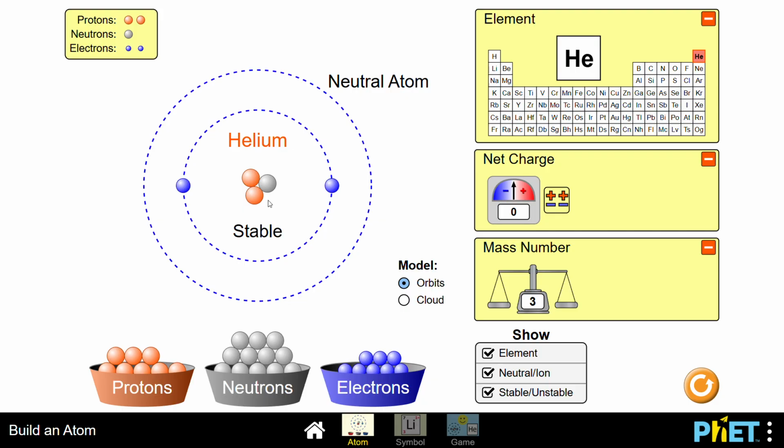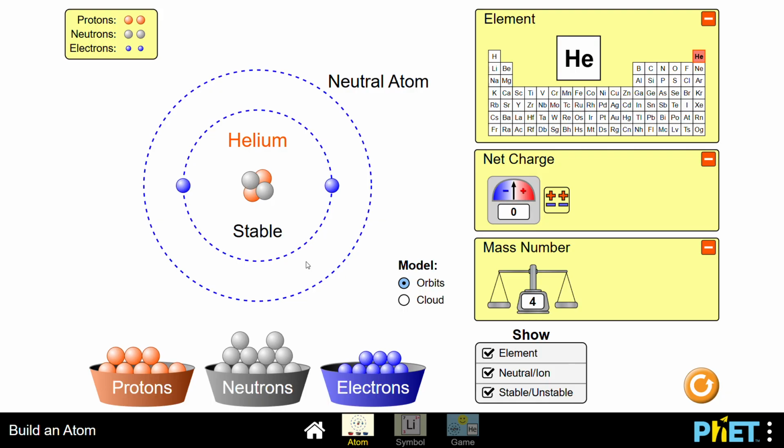So we are talking about helium. You can see the net charge here. We know the mass number is 4, but here it is showing 3. So not yet balanced. What we have to do? We have to add neutrons. Now its mass number is 4. Likewise, we can create any atom from this periodic table.